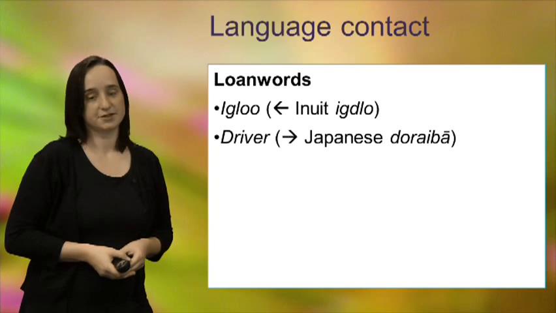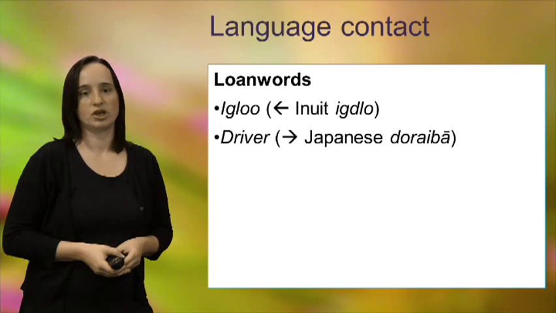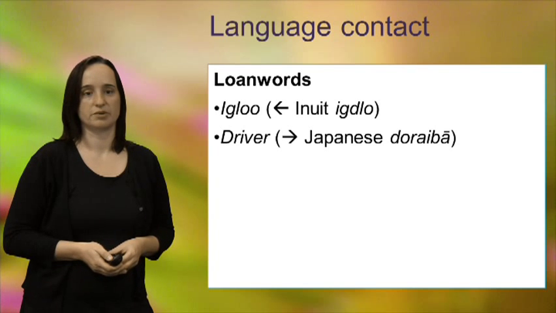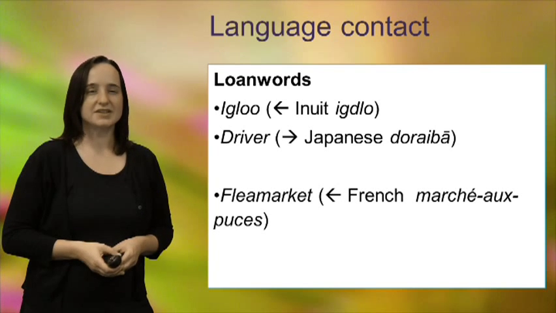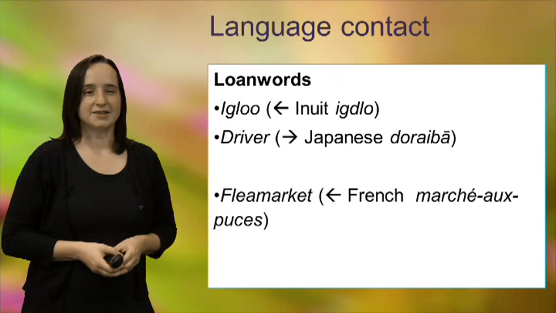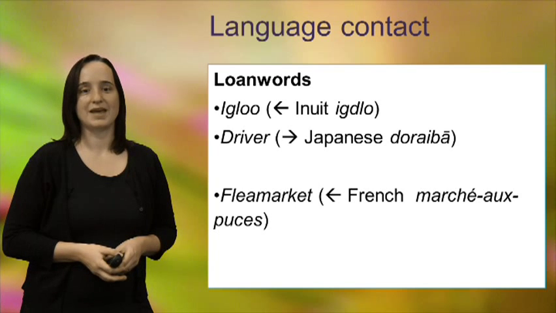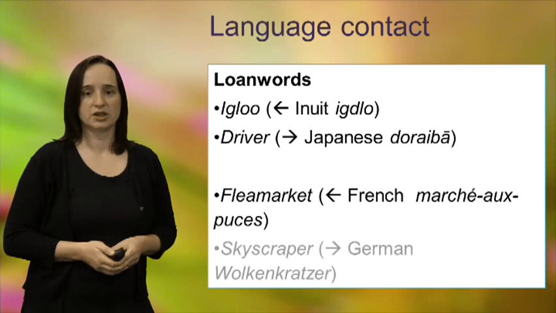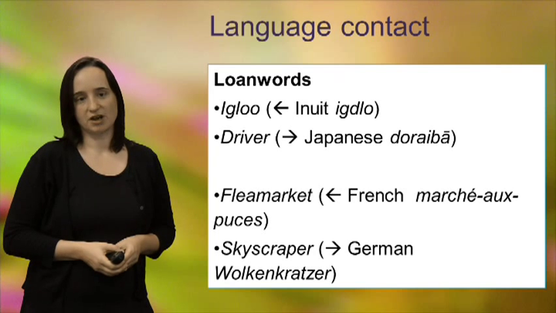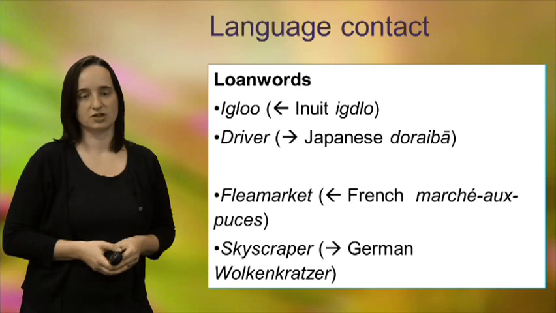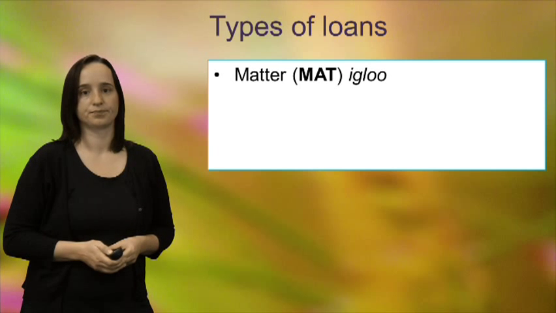So Japanese has, for example, borrowed the English noun driver, which is written differently in Japanese. There are other types of loans, though, and when we look at them, they don't immediately look like loanwords. Flea market, for example, which is based on a French word, and also the English word skyscraper, which has been borrowed into many languages across the world, such as in German, Wolkenkratzer.